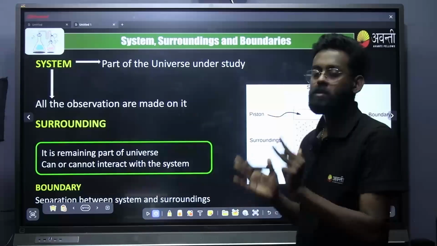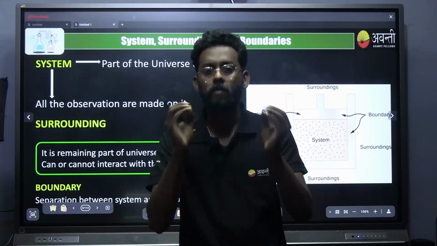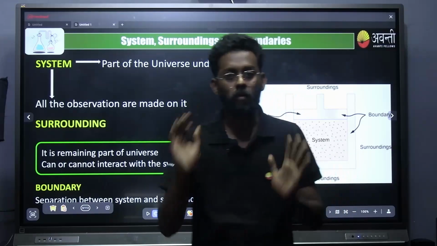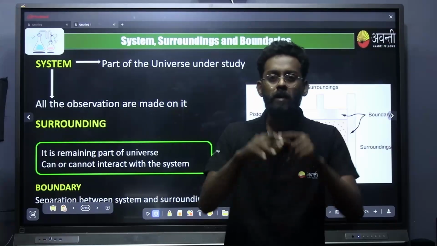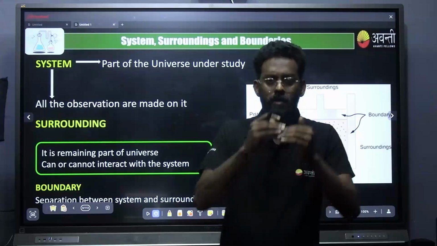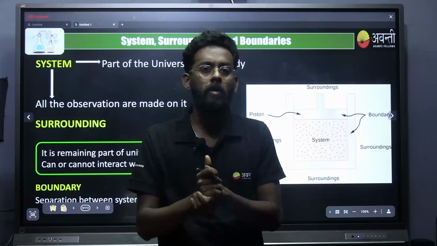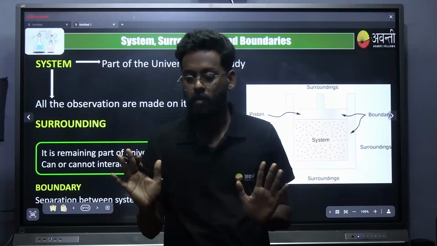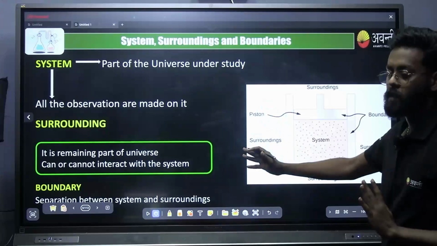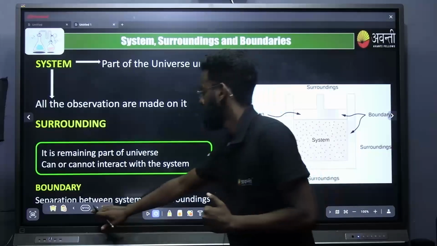Before going into this chapter, let me give you a quick idea about it. This chapter is all about system, surrounding and boundary. The system is a small part which is under our observation. Anything apart from the system, we consider as surrounding. The system and surrounding are separated by a boundary. It can be imaginary, it can be real. The system, surrounding and boundary together we call the universe. That is a small idea about the system, surrounding and boundary. Everything is there in the PPT. I am not going into it because it's not that important. It's just an introduction part only.